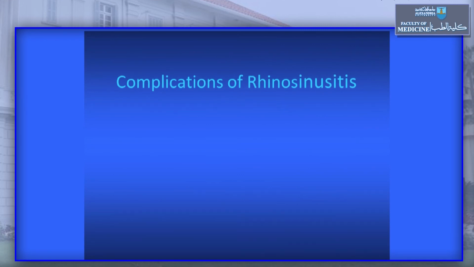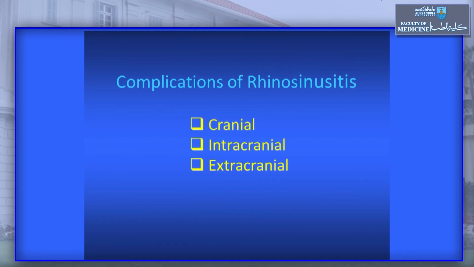Moving to the last segment of this lecture, which is the complications of rhinosinusitis. Complications of rhinosinusitis can occur de novo, that's to say on top of acute disease, or they can occur on top of patients with chronic disease. The complications could be either cranial, intracranial, or extracranial.